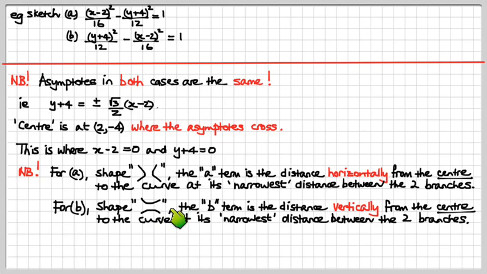For B, that's an up and down shape, and the B term, in this case, that's root 12. Root 12, that'll be the distance vertically. Oh, well, that's for B, actually, for this one. It's the distance vertically from the centre, that's where the asymptotes cross, to the curve at its narrowest distance between the two branches. Don't worry if you don't get that, I'll show you when we get to the end. So that was 4 units in that case, and this one was root 12 or 2 root 3 units in that case.